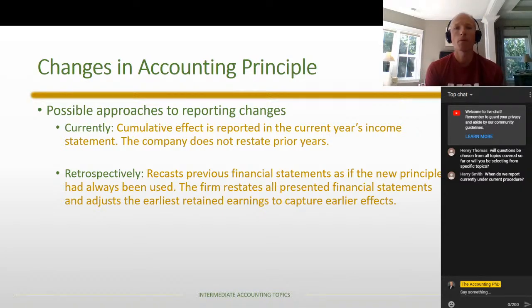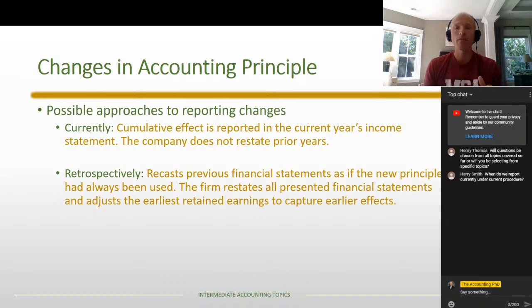used. Now, the key here is that the firm restates all presented financial statements, and so you always have 2 years balance sheets and 3 years income statements, and so all of that information would be reported as if the new principle had always been used. And so you have to go back and think about, okay, what would the inventory balance have been? What would cost of goods sold have been? What would net income have been? And you have to kind of work through and make all those changes to anything that's presented.